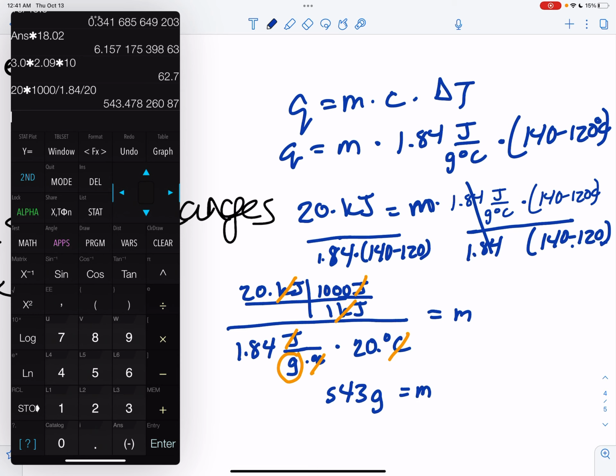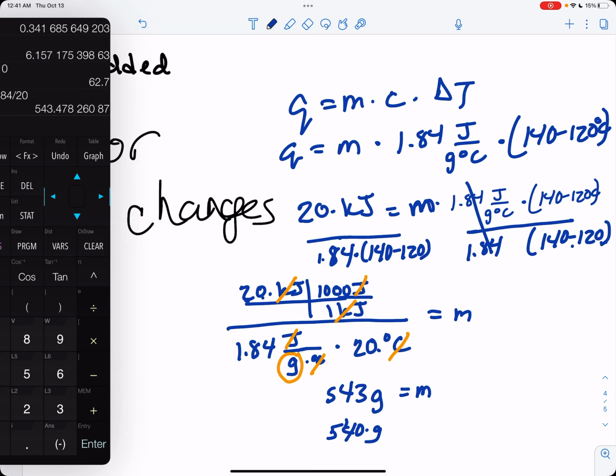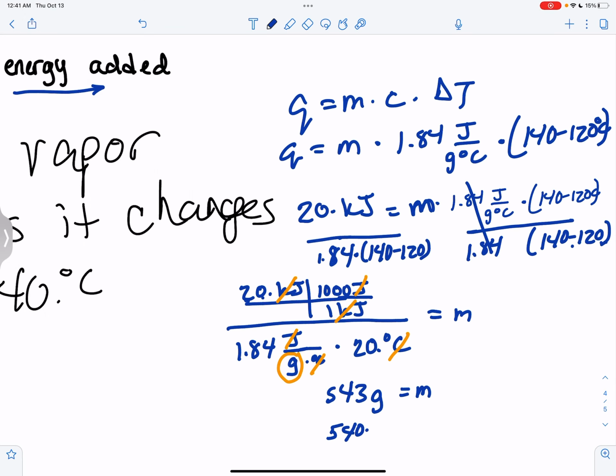So there's my mass, but notice I only have 2 sig figs. So this is a randomly weird case. It would normally not work out like that, but I need to take off the decimal point, and then that will give me just 2 sig figs. There we go.